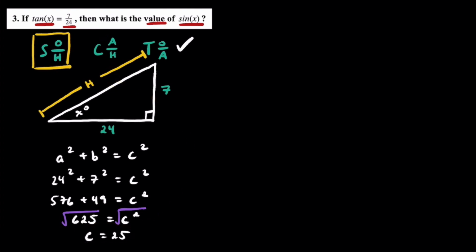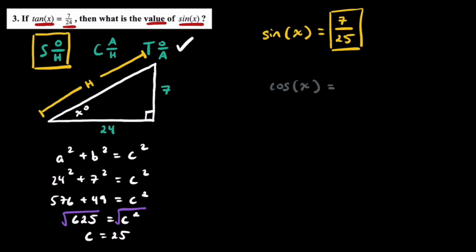So we can then say that sine of x, sine of angle x, is going to be the opposite over hypotenuse. Again, the opposite side is going to be 7 from angle x, and the hypotenuse we just figured out is 25. So this is the value of what sine of x is. And while I don't ask for it, if you wanted to find out what cosine of x was equal to, that would just be the adjacent over hypotenuse, and that would be 24 over 25. There's a little extra credit for you.